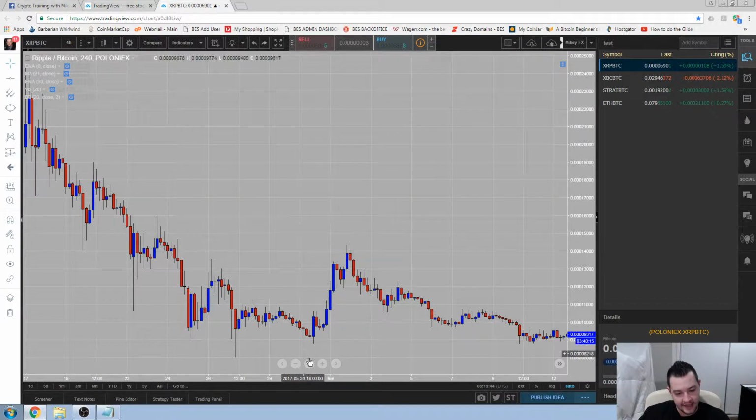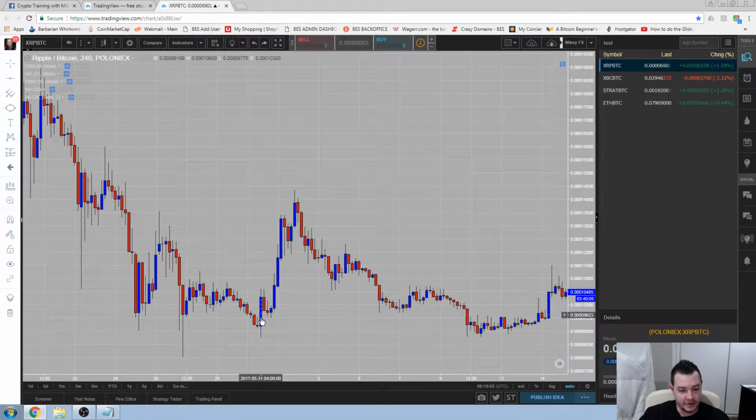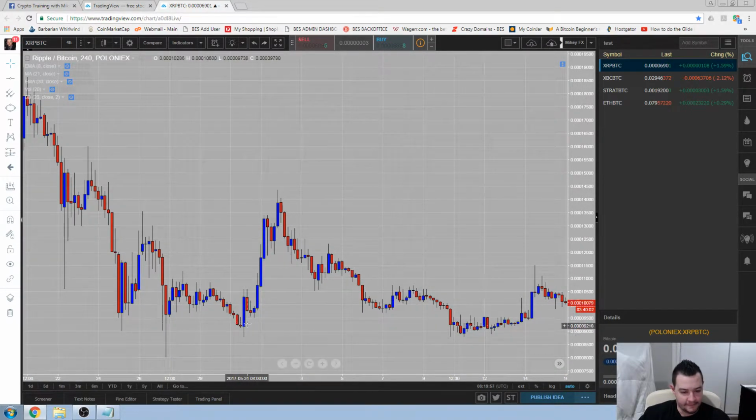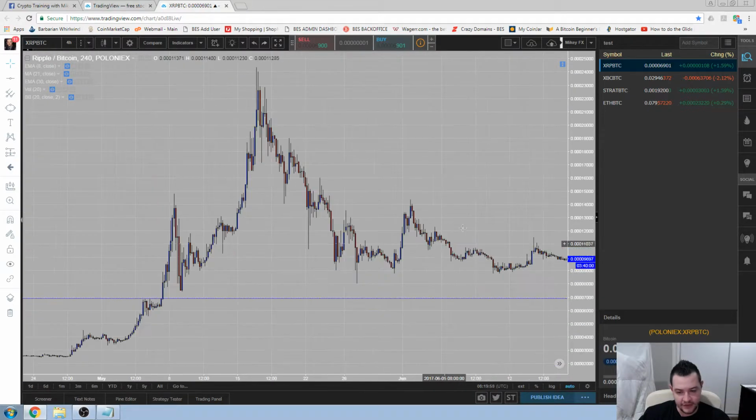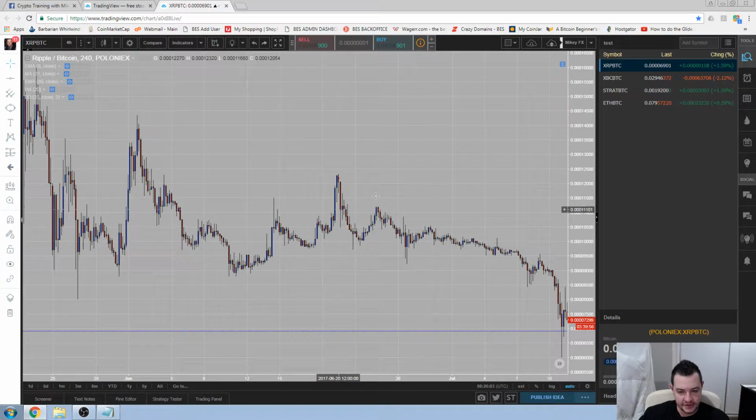Okay, and that's lined up beautifully with a bullish engulfing. So this little pattern here is an inverse head and shoulders, and we've got a bullish engulfing as well. And let's see if we can find a normal head and shoulders to show the other way.